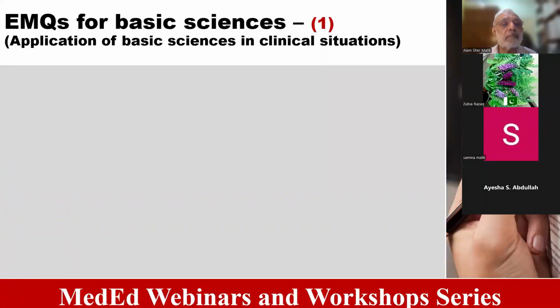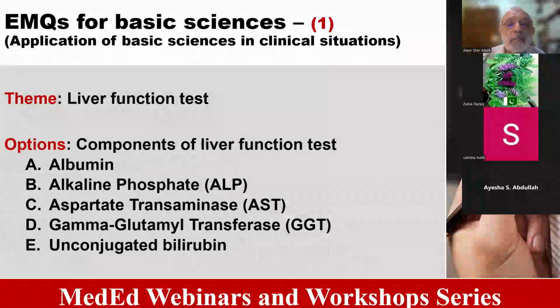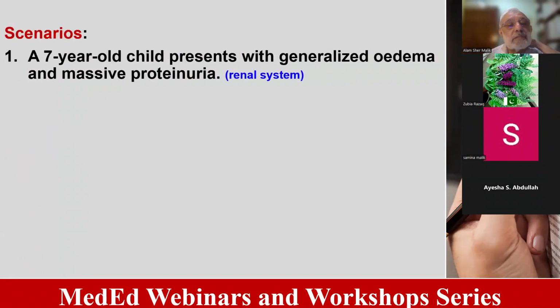Now, just one or two more examples from basic sciences. The theme is liver function test. These are the components of liver function test: albumin, alkaline phosphatase, aspartate transaminase, GGT, and unconjugated bilirubin. I think I shared this question before as well. Then there is the lead-in statement, and then we have the scenario.